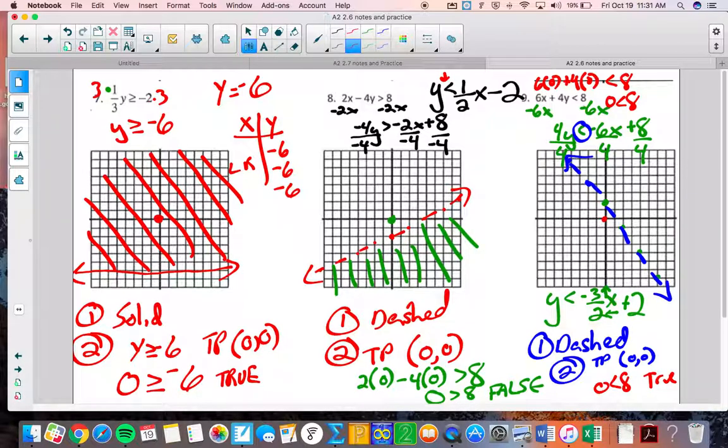True means shade towards it. So this point makes it true, so it is a solution, and so is everything on that side of the line as the test point. Boom.